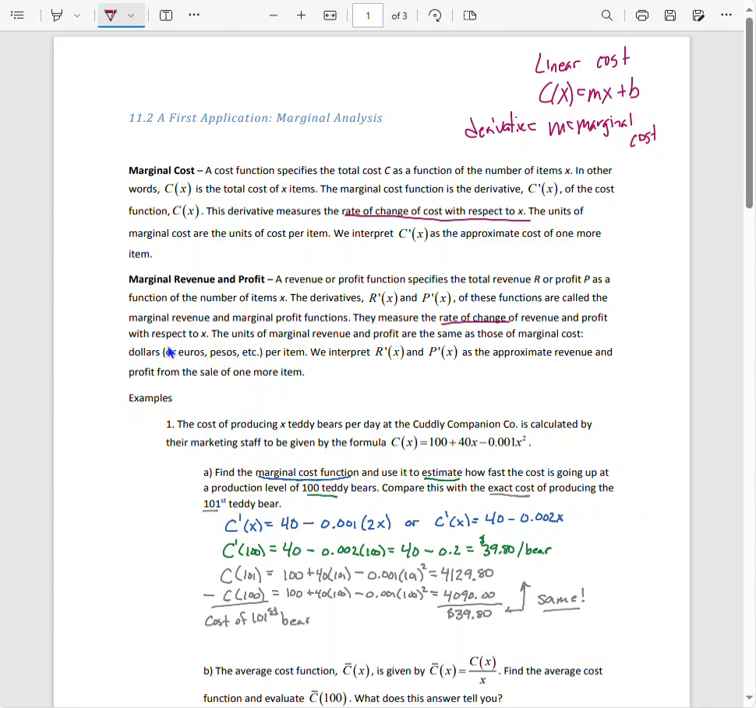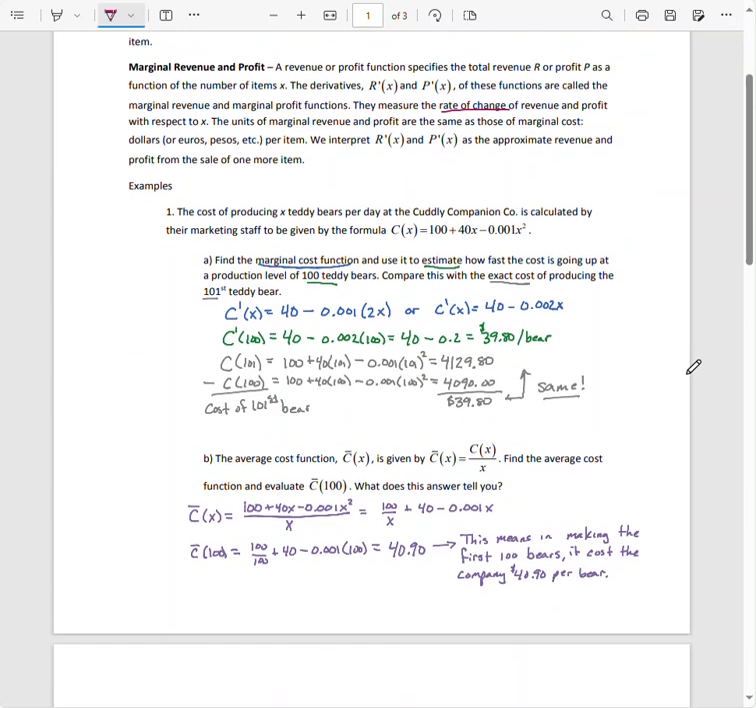The cost, whether it's in euros, pesos, dollars, lira, whatever they happen to be, per item x. We interpret R prime of x and P prime of x as the approximate revenue and profit from the sale of one more item. Let's look at 3 examples.